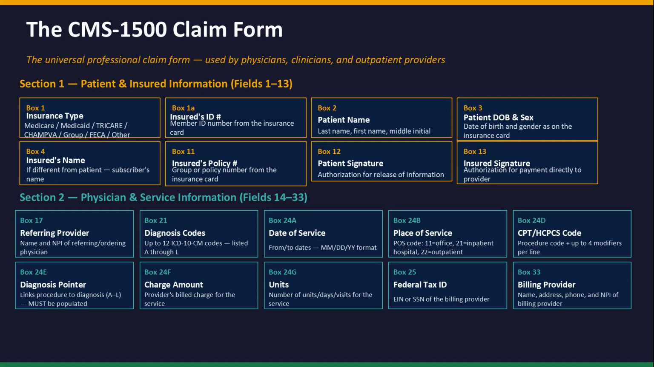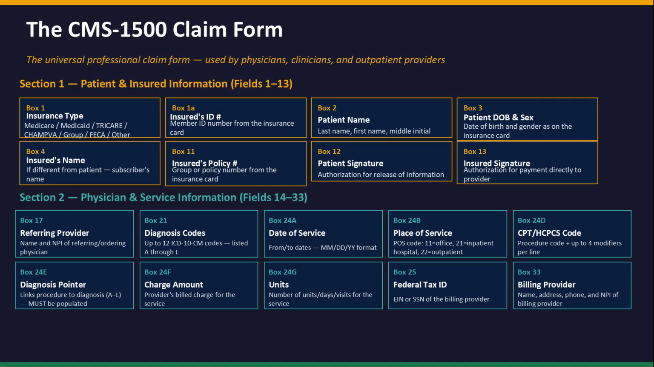Box 24A is the date of service. Box 24B is the place of service code: 11 for office, 21 for inpatient, 22 for outpatient hospital. Box 24D is the CPT or HCPCS procedure code with up to 4 modifiers.